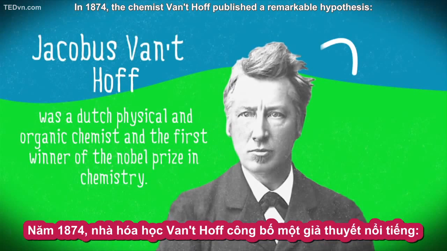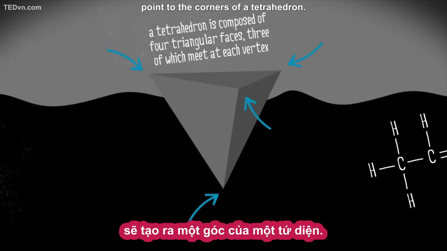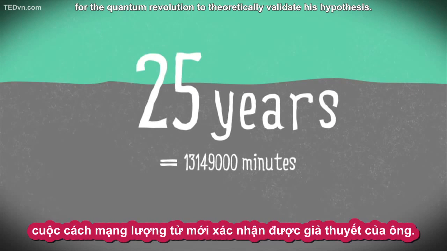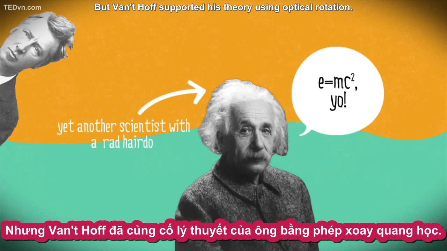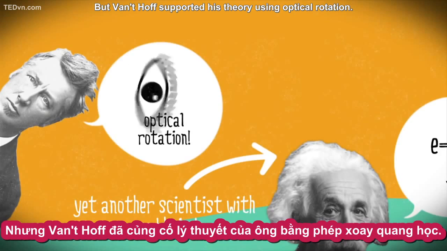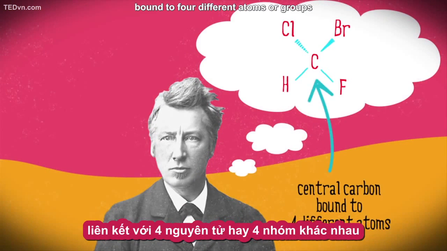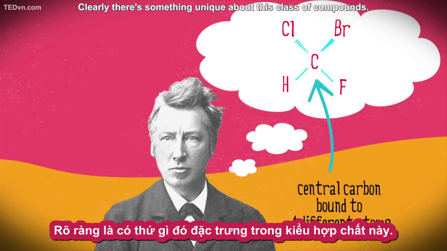In 1874, the chemist Van't Hoff published a remarkable hypothesis. The four bonds of a saturated carbon atom point to the corners of a tetrahedron. It would take over 25 years for the quantum revolution to theoretically validate his hypothesis, but Van't Hoff supported his theory using optical rotation. Van't Hoff noticed that only compounds containing a central carbon bound to four different atoms or groups rotated plane polarized light. Clearly, there's something unique about this class of compounds.